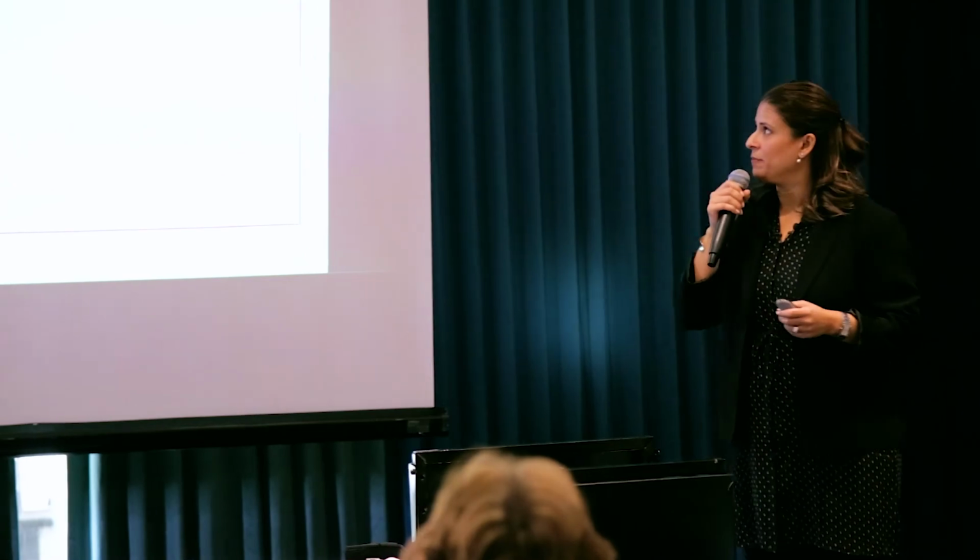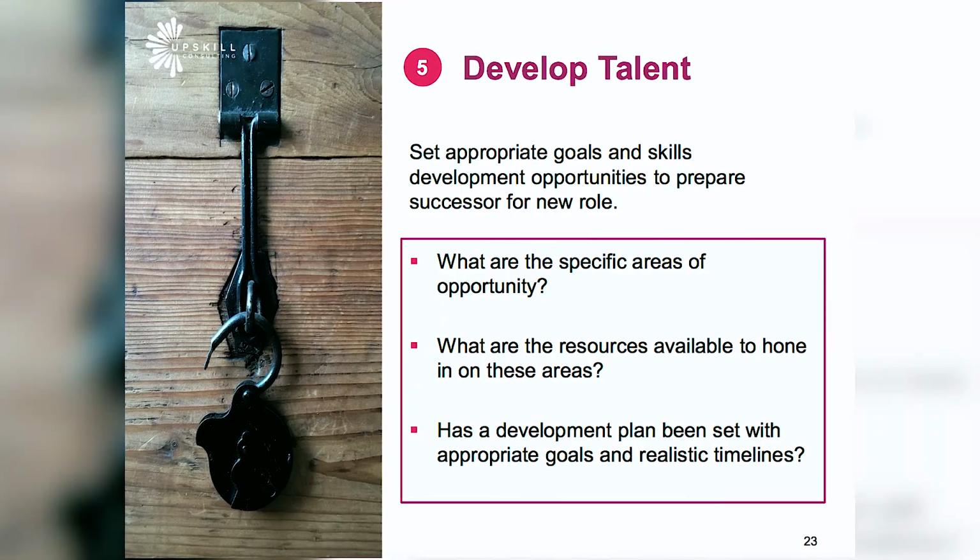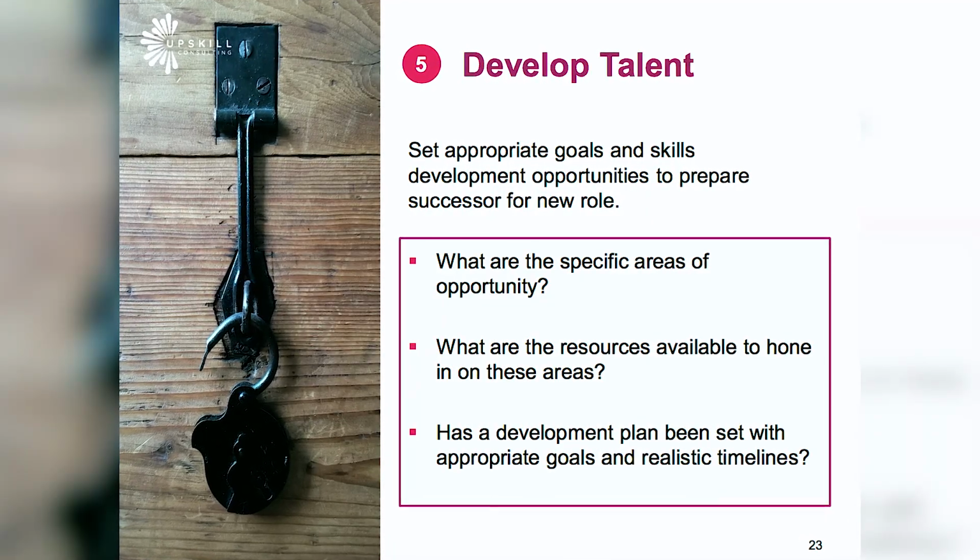So the fifth step then is developing talent. So at this point we know, okay, so for my example that I gave you this morning, I had experience in HR, but I didn't necessarily have the credentials, right? I didn't have my CPHR designation. I didn't have my HR degree. So that was the gap for me, is I really needed to have that in order to move into that managerial role.